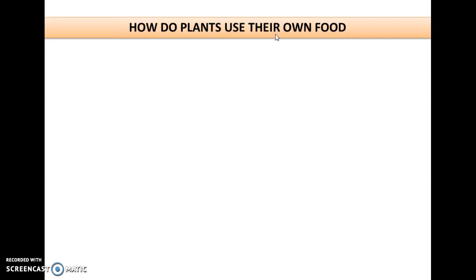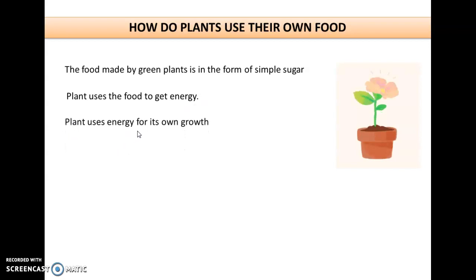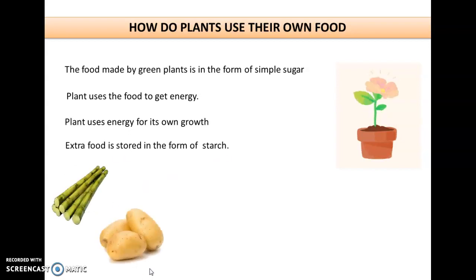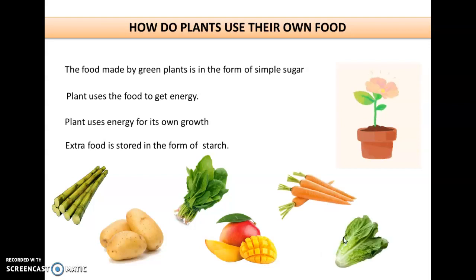How do plants use their own food? We know that the food made by green plants is in the form of simple sugar, and the plant uses the food to get energy. Plants use energy for their own growth. And extra food is stored in the form of starch. For example, in sugarcane, potato, spinach, mango, carrot and lettuce.